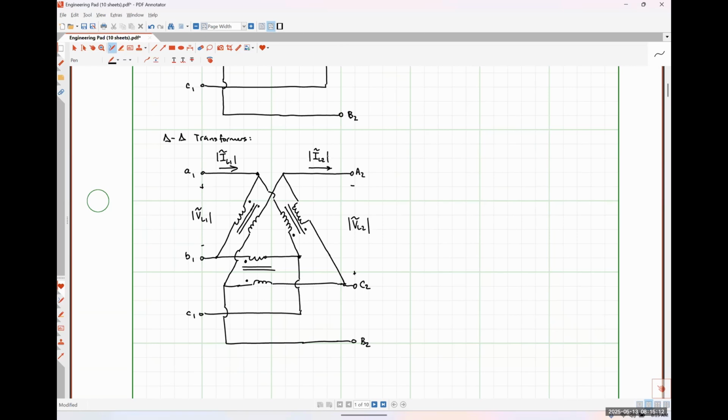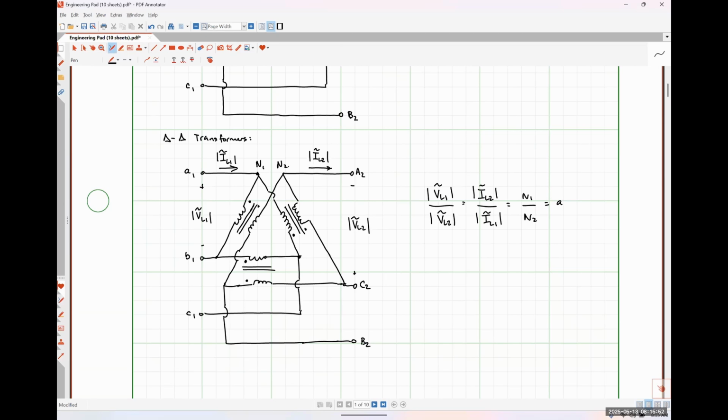And what we will have in this case is the exact same relationships that we actually had for our YY transformer. So we should see that the ratio of VL1 over VL2 is the same thing as the ratio of IL2 over IL1, is N1 over N2, or just A, the turns ratio of our transformers, where I'm going to write N1 on this side and N2 on that side.